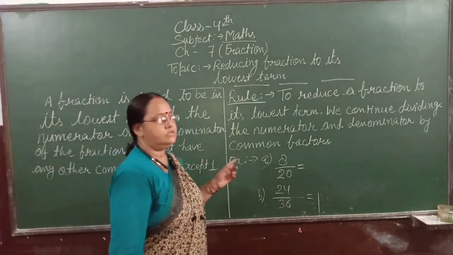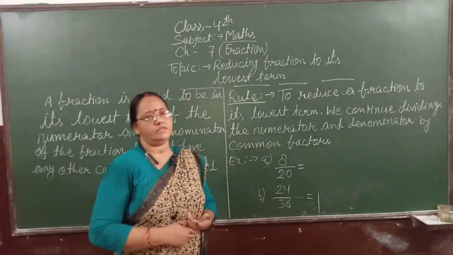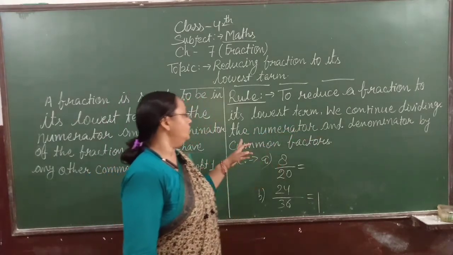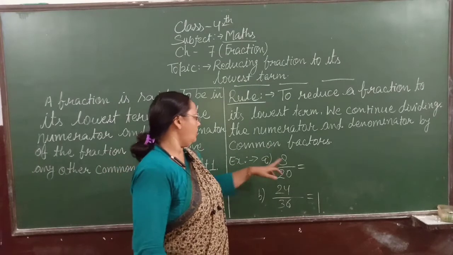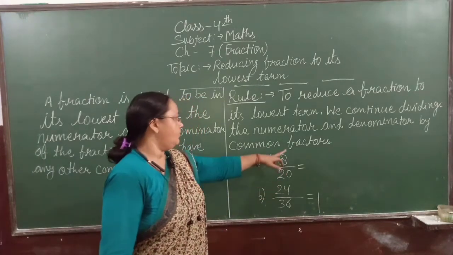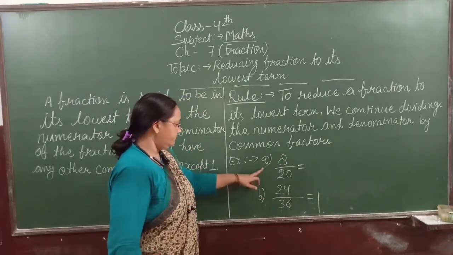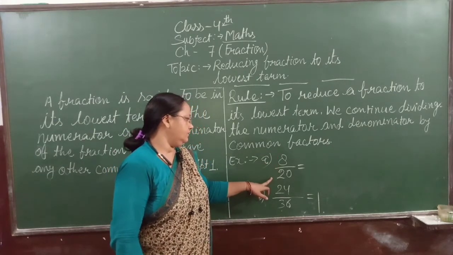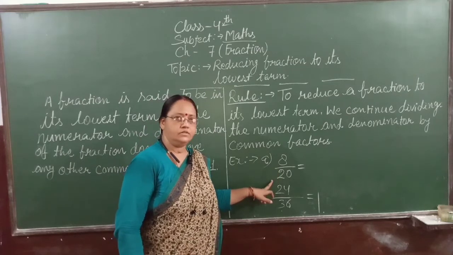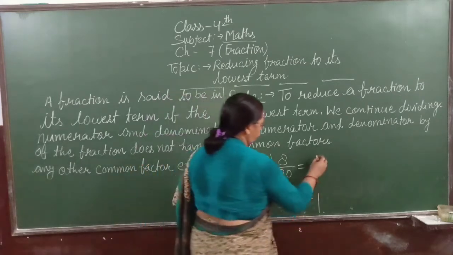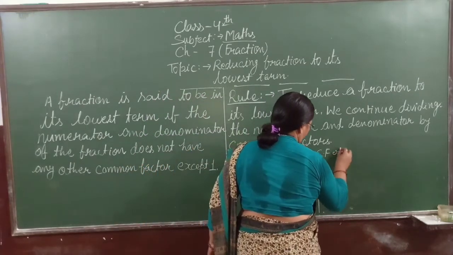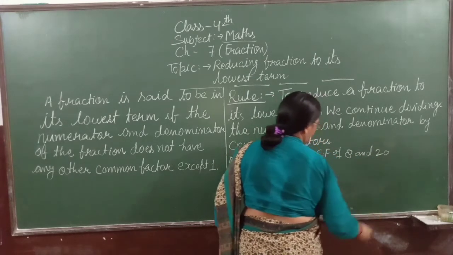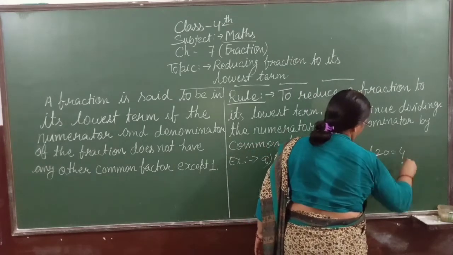And the second one is how to reduce a fraction into the lowest term. We divide the fraction's numerator and denominator by its common factor. For example, 8 upon 20. Here the common factor of 8 and 20 is 4.